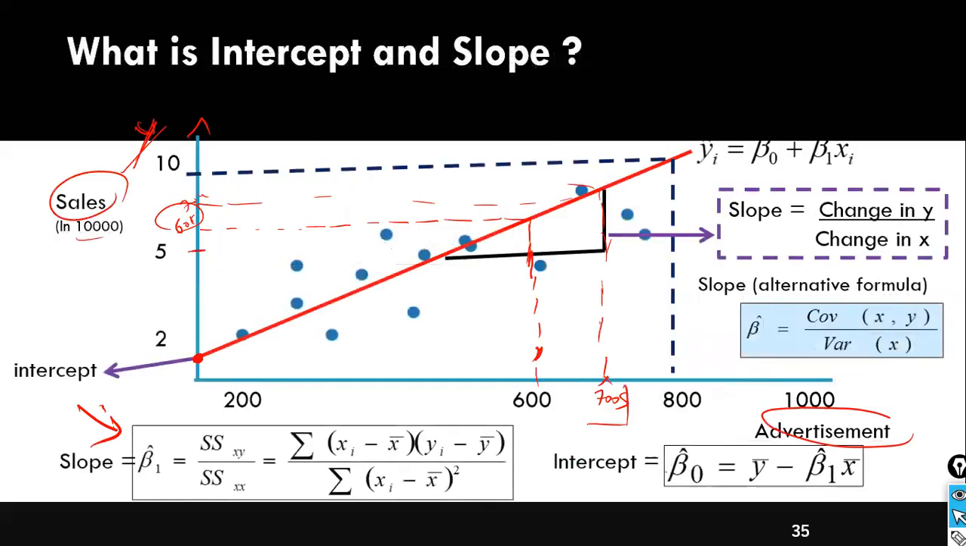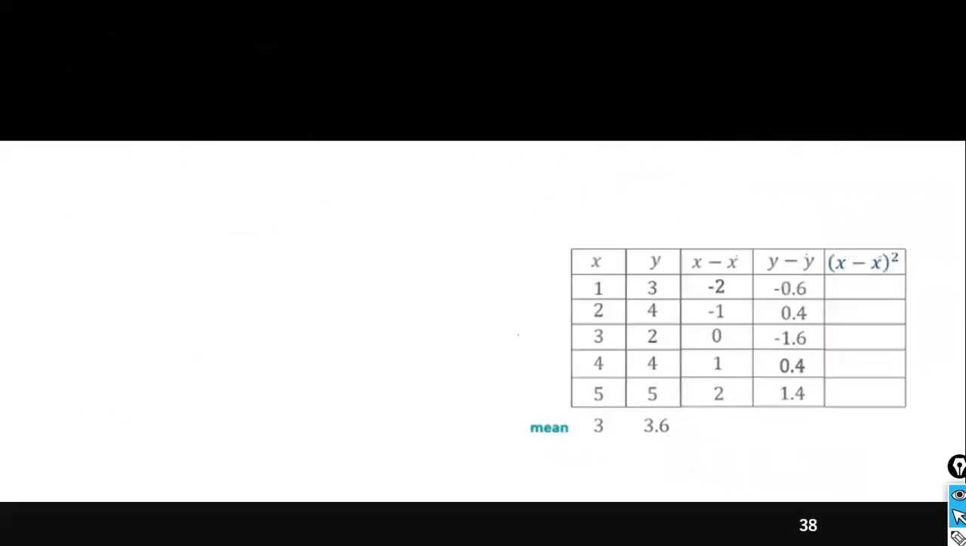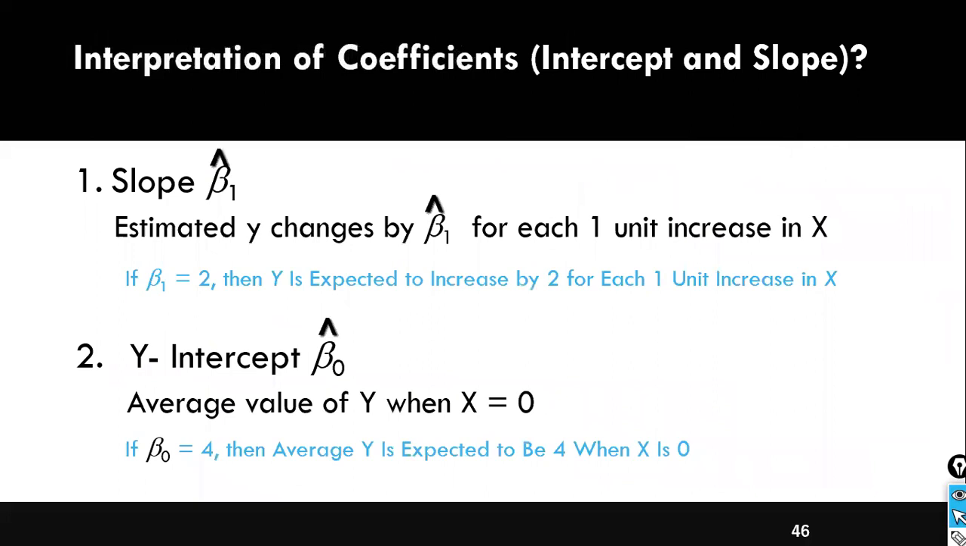So what is this slope and intercept? The slope and intercept define the relationship between two variables. What is a slope? As I told you, slope is nothing but the rate of change in y as x changes. That is what your slope is.